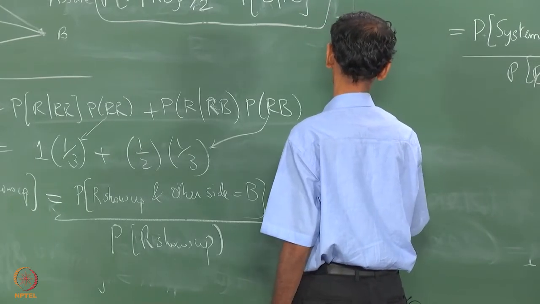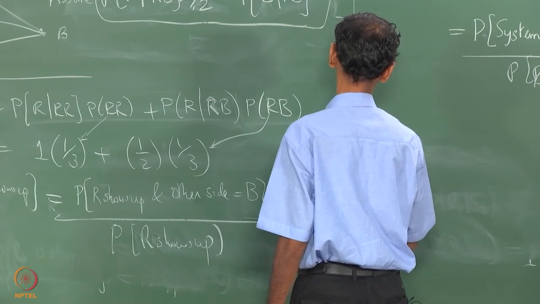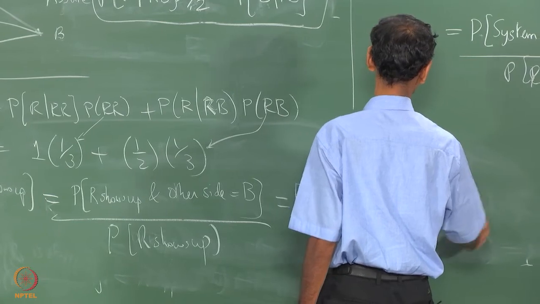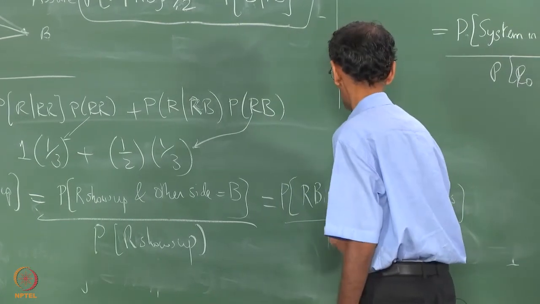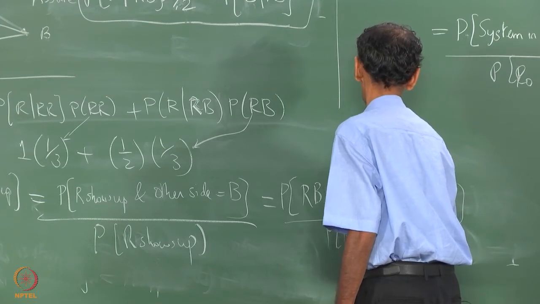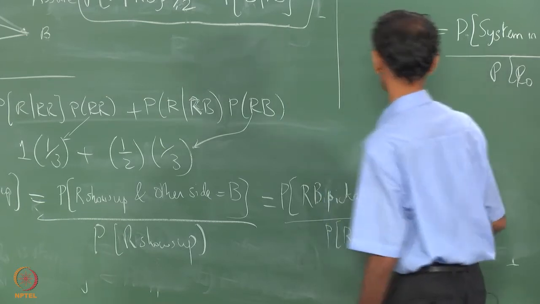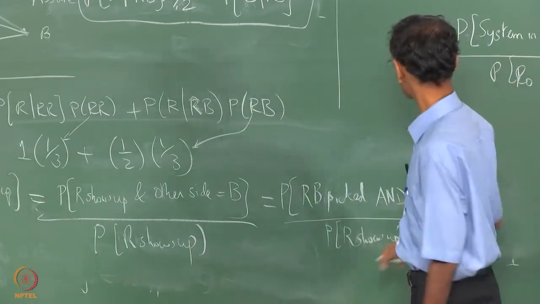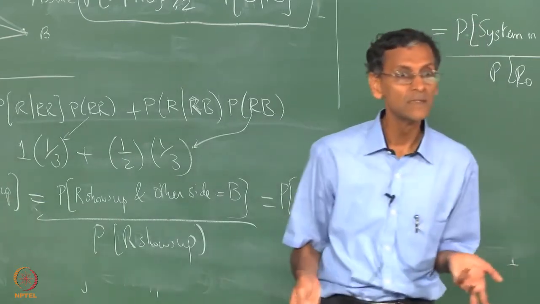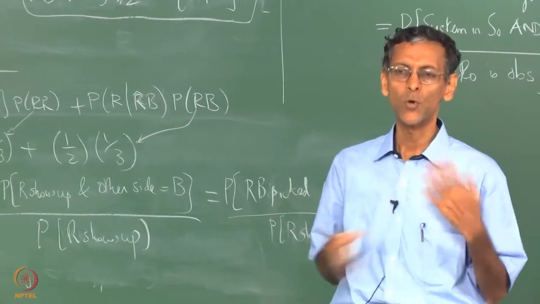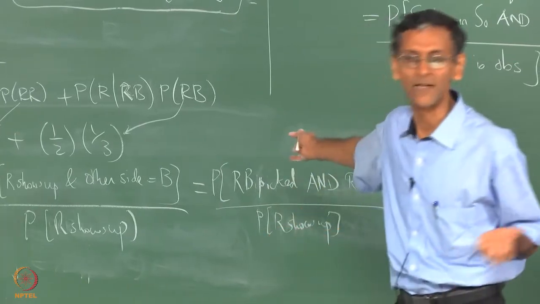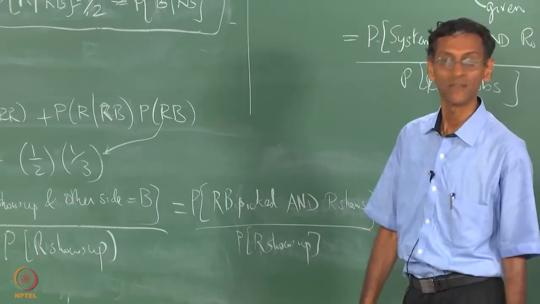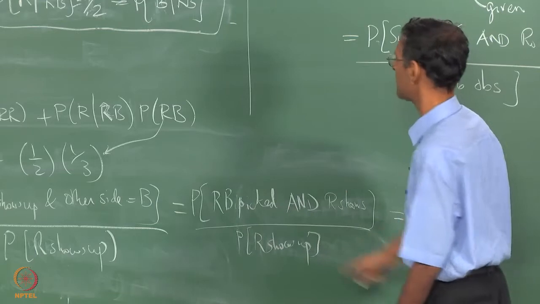RB picked and R shows, divided by the probability that R shows. So what is the numerator now? As in all our other examples, you can condition on RB being picked. This is Bayes' rule, and it's so intuitive, it's so easy to jump into it and say this must be this given this, multiplied by the probability of this. What is the probability of R showing up given that you picked RB? It's obviously this term.